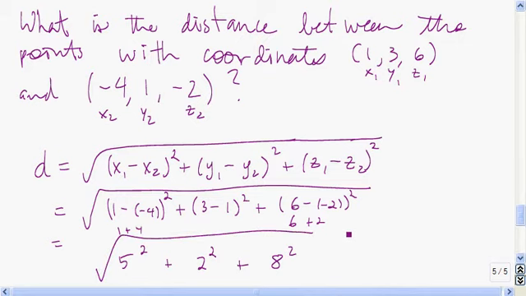So now we're just going to plug this into our calculator. So we get the square root of 25 plus 4 plus 64, and just type that into our calculator. And we get around 9.64.